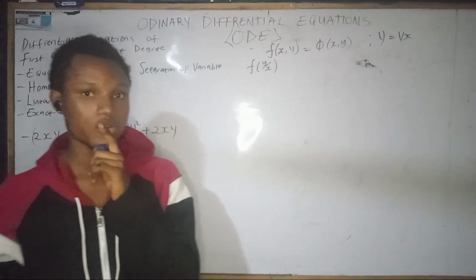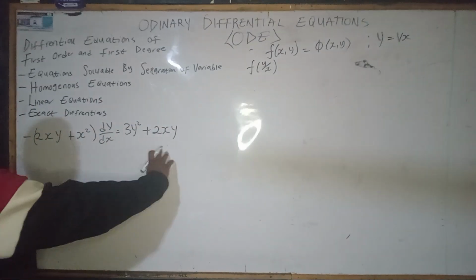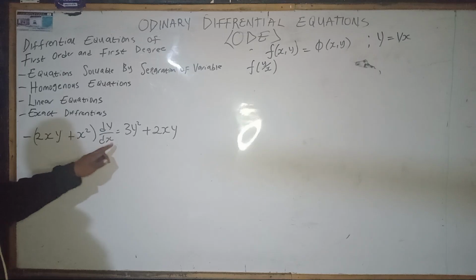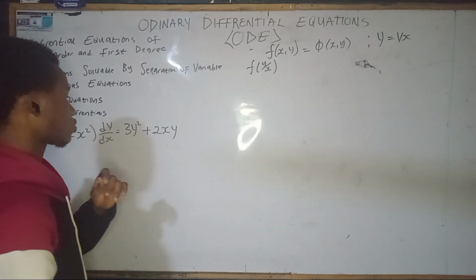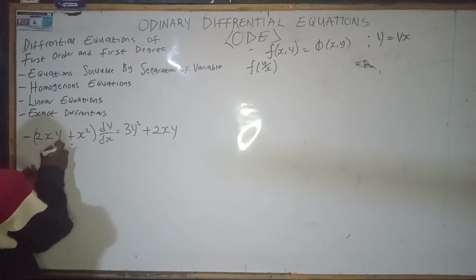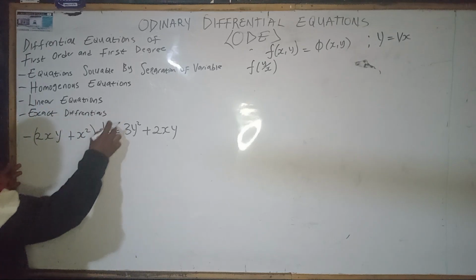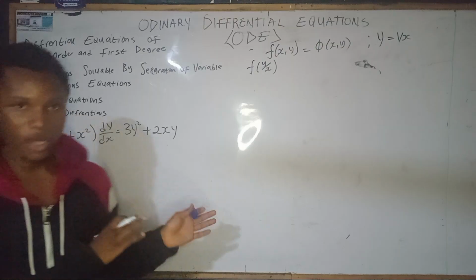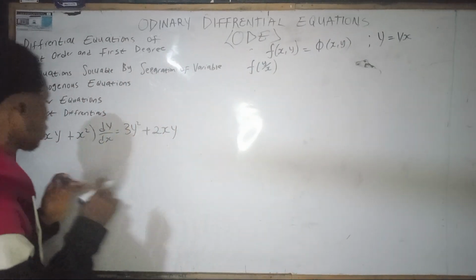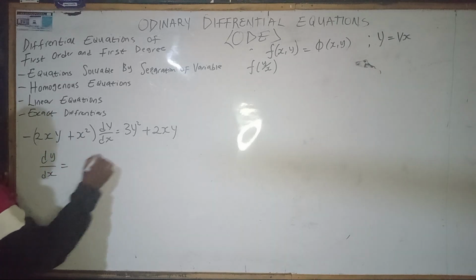I'm going to show you an example of what I'm saying right now. Now we have a question here. We have 2xy plus x squared times dy over dx equals 3y squared plus 2xy. We see x and y mixed together, y squared is here, and x squared is here. If I want to break this down, I want to make dy over dx on one side, while every x and y value is on the other side.